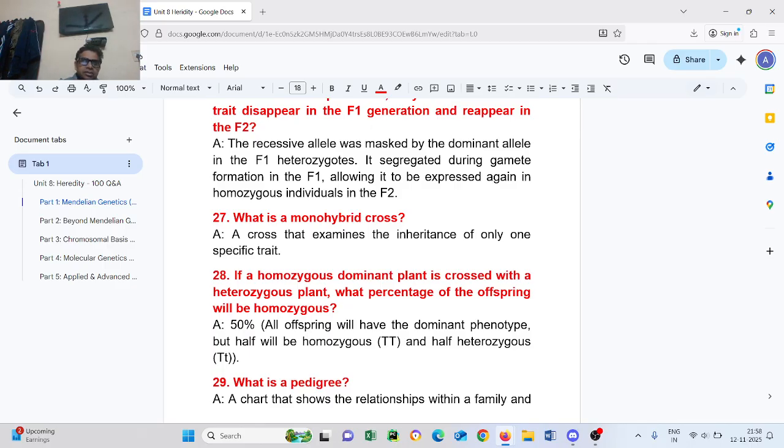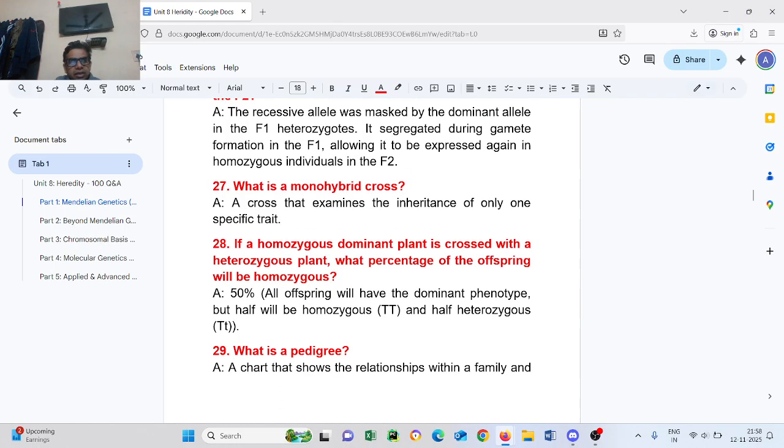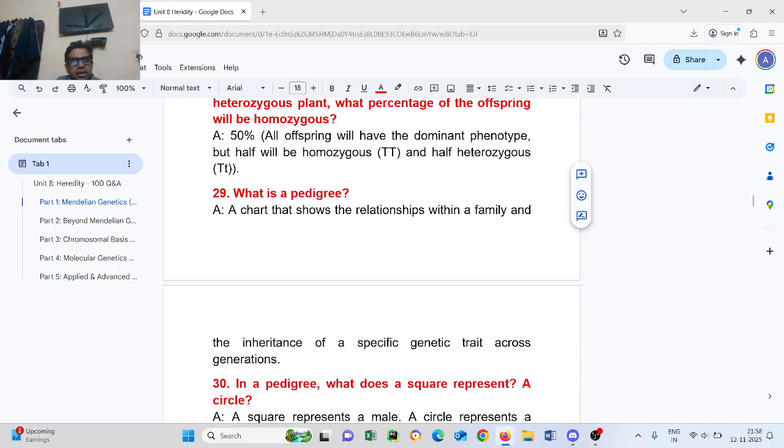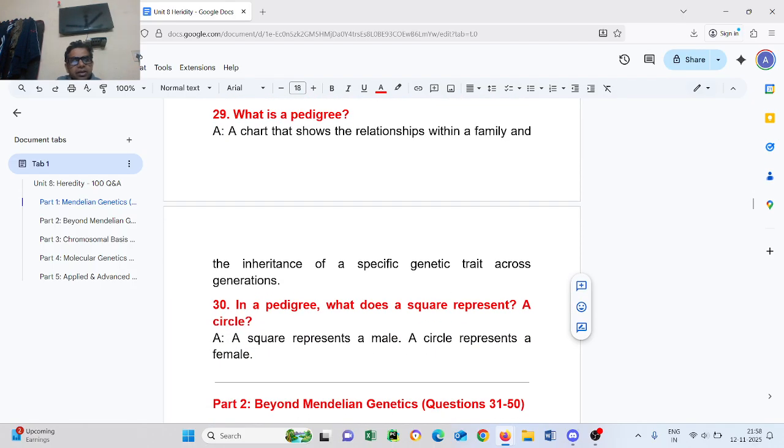capital T, small t. What is a pedigree? A chart that shows the relationship between a family and the inheritance of a specific genetic trait across the generations. Question number 30. In a pedigree, what does a square represent? A square represents the male, a circle represents a female.